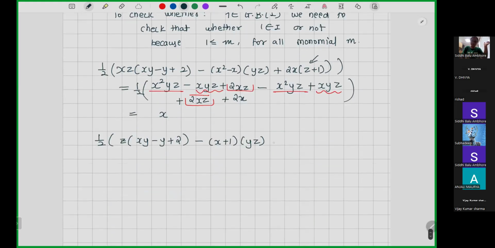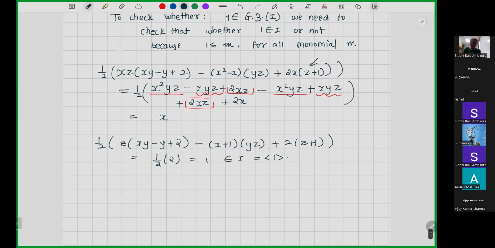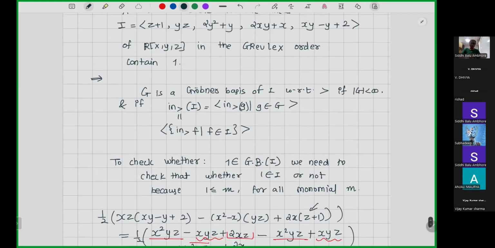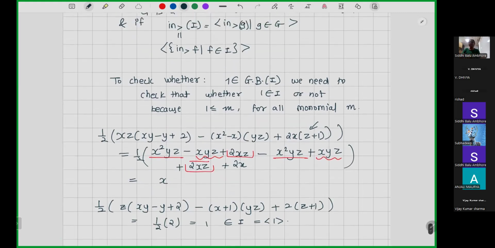Okay, x plus 1 is what I need, plus 2z plus 1. Okay, and it is 1 by 2, 2, and it is 1, which belongs to I. Okay, so it is the ideal generated by 1. So 1 actually belongs here. You have to do the calculation. So actually 2 directly belongs there, but we are in R, so we can multiply it by 1 by 2 and we get back 1 in I. Is it okay?